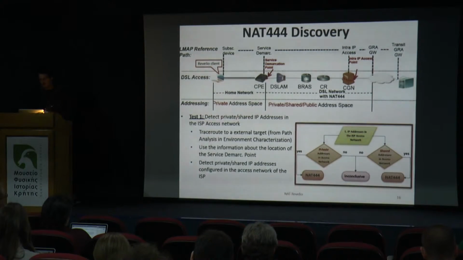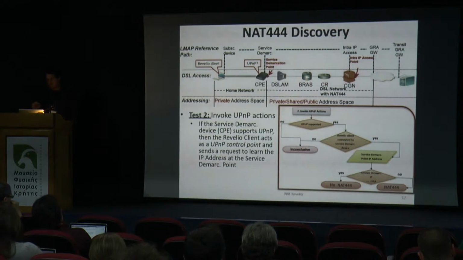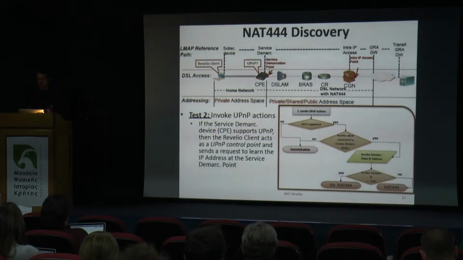And Revelio continues with a second test, which invokes the Universal Plug and Play actions that determine the IP address of the service demarcation device. And then it compares this address with a GRA that it obtained in the first phase using the STAMP protocol. And as I said earlier, if these two addresses are the same, it means that NAT444 is not deployed. If they are different, it means that NAT444 is deployed.